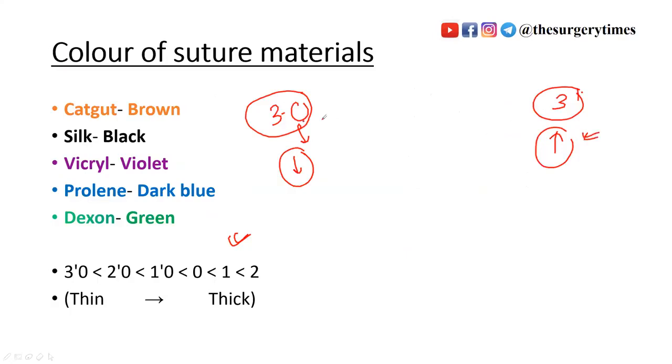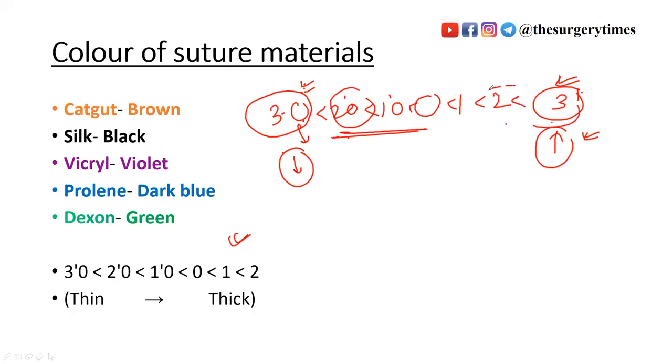Just remember this one. In between I am writing 0, then 1, 2, 1, 0, 2, 0. Okay. So 3 is thicker than everything. You should remember all these things. I will discuss this in a question also at the end of this session. Okay, so 3-0 is thinner. Among 2-0 and 3-0, 3-0 is thinner than 2-0. But among 2 and 3, 3 is thicker than 2.